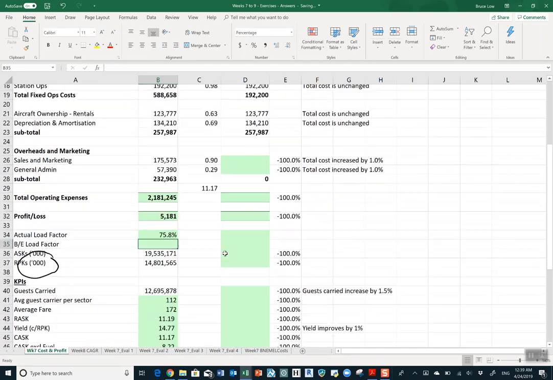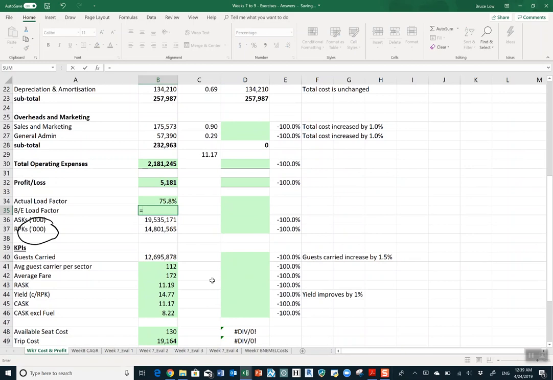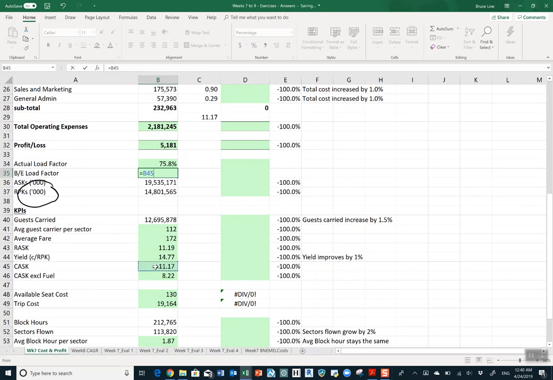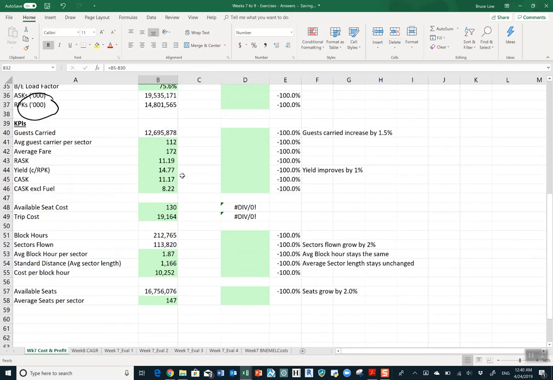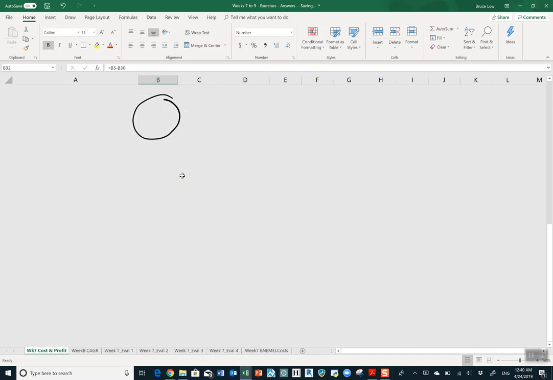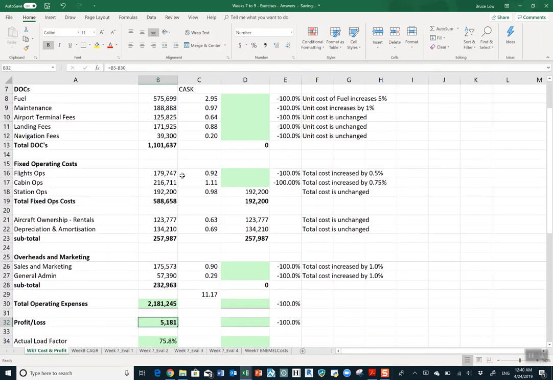Then break-even load factor is your CASK divided by your yield, 75. So you can see our actual load factor is only a tiny bit above our break-even, and our profit is very small, so that kind of makes sense. Okay, so that's the first base year calculations, and I might make another video for the next one.